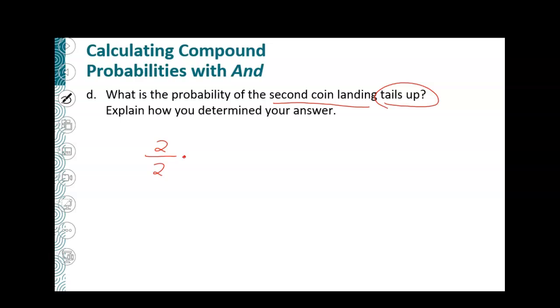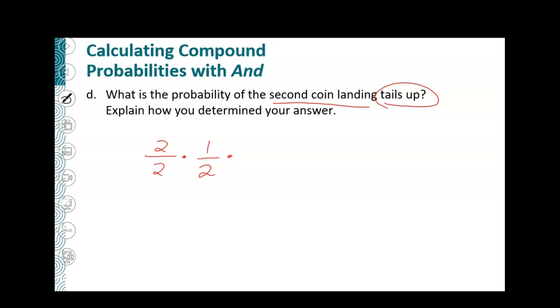Okay. Reason being, you're confused. They didn't tell me what the first event needs to be. So it doesn't matter, I can get heads or tails: 2 over 2. But they did give me a condition for the second event. What did it need to be? Tails up goes in the top of the fraction. 1 over 2. Good.